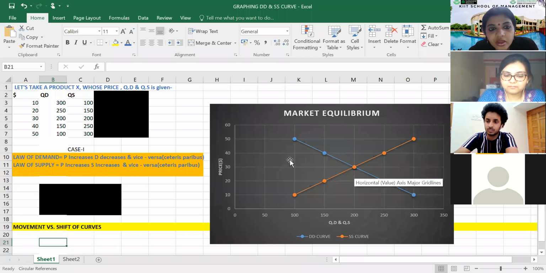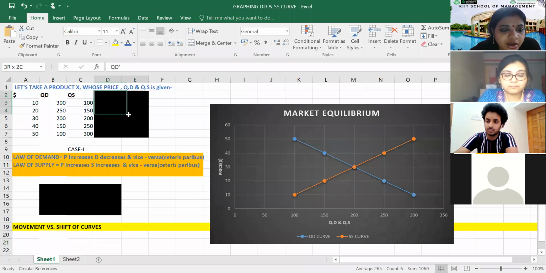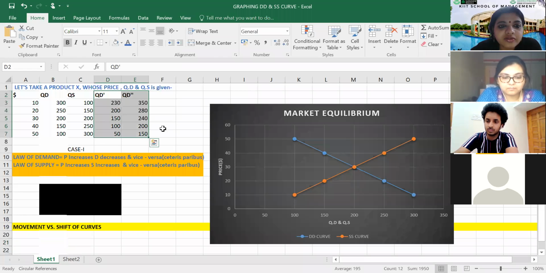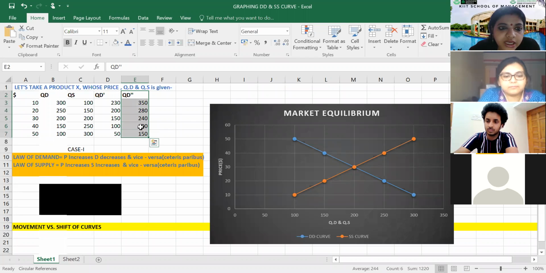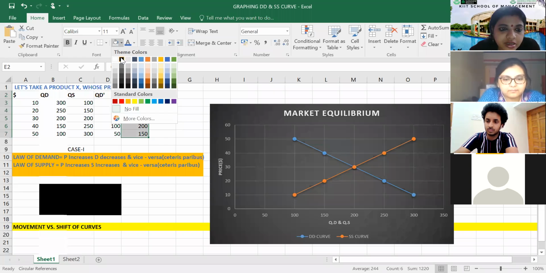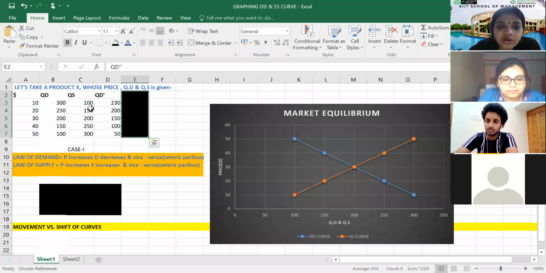Okay. Now can you see a few black boxes over here? So the reason I have done it, let me show it. These are certain values which have been created because of the change in demand. So let me first of all come to QD dash. I will come to QD dash later on. So can you see QD dash?